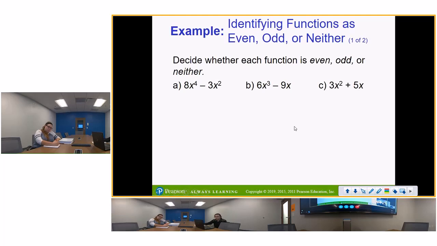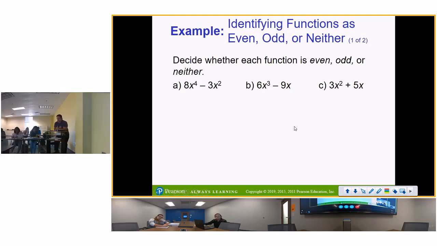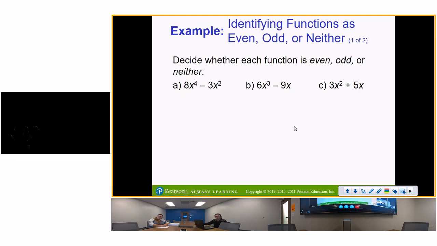In fact, go ahead and plug in negative x and see what you get, and then put a negative in front of the function and distribute it, and see which one it is equal to.